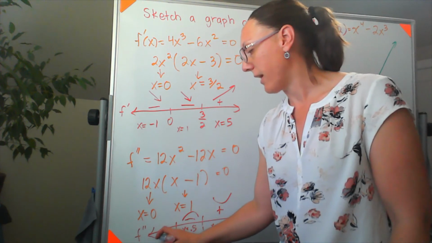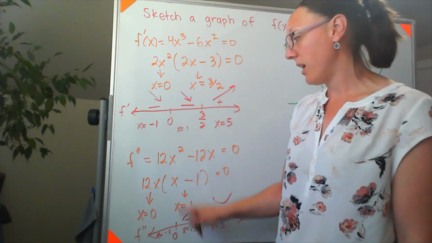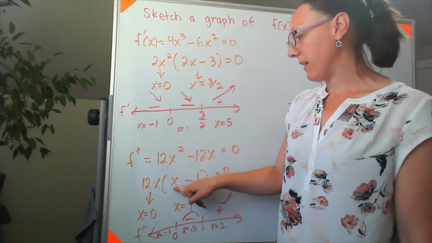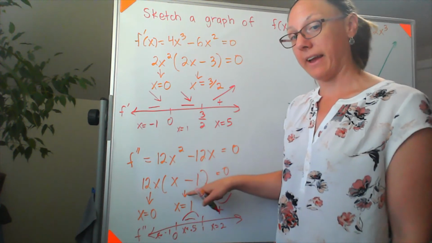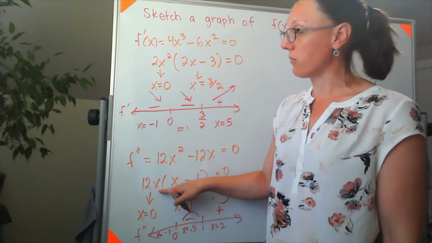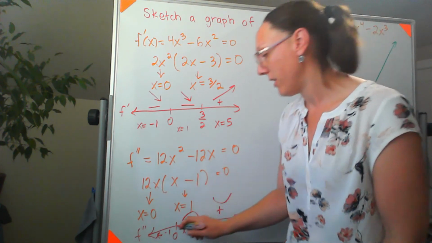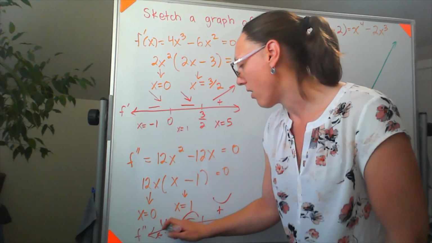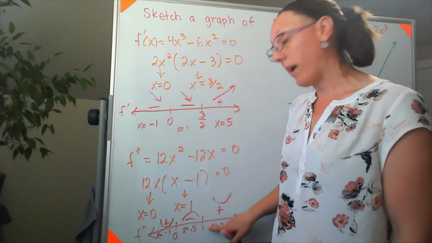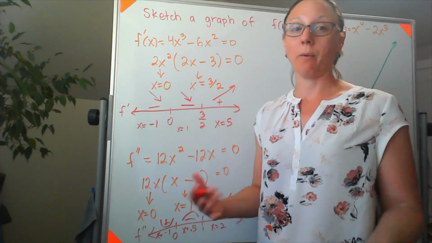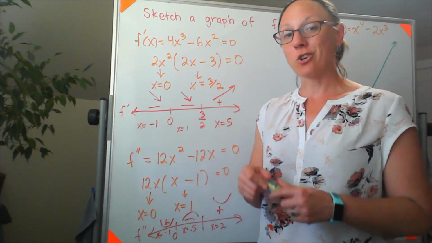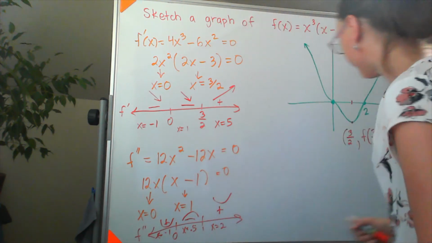If I pick a test point out here, like maybe -1, plug that in, well, -1 minus 1 will be a negative number, and 12 times -1 is also a negative number. So I've got a negative times a negative, leaving me a positive overall. So it looks like both 0 and 1 should be x values where we have an inflection point. Let's make sure that our graph shows that.